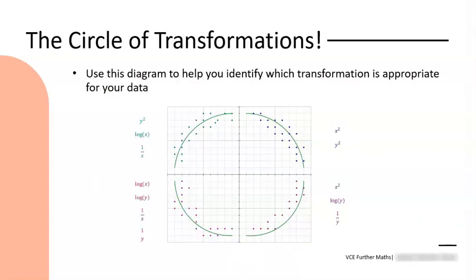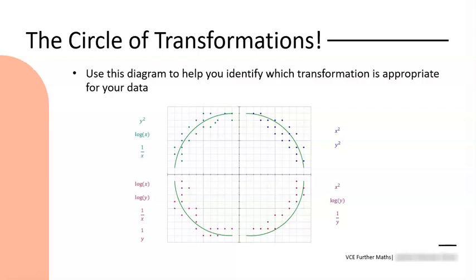Okay, so I think I need to do a transformation. My data appears nonlinear. How do I know what I can do? And so here we have what we call the circle of transformations, a really, really important piece of information to have in your BAM reference.